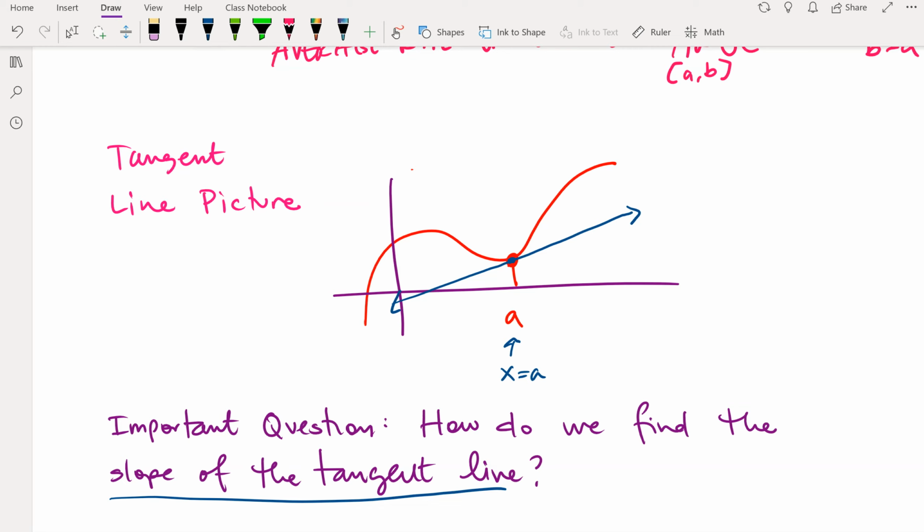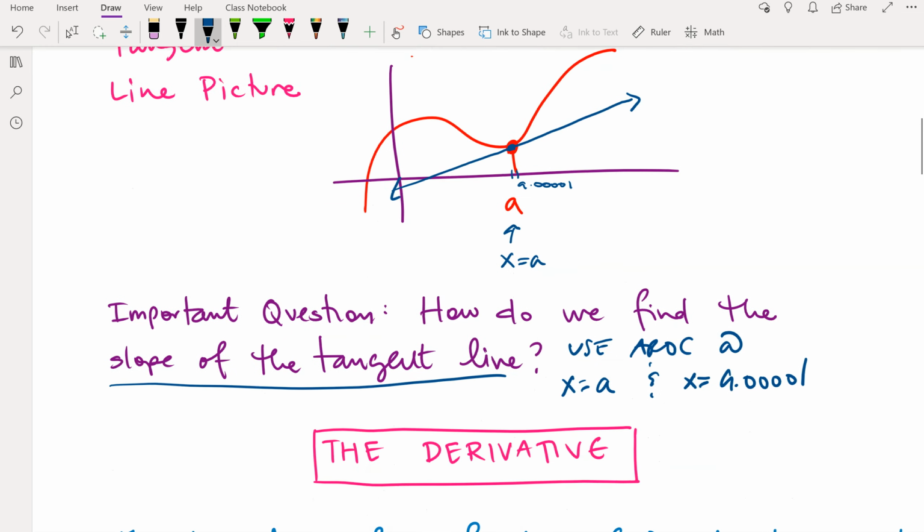Okay, so to find the slope of the tangent line, we use AROC at x equals a and x equals a plus 0.00001. It's a point super close to a. So it would be a and then a plus 0.00001. That works because it's basically doing average rate of change, secant, at two points that are super close together. And so they kind of make the tangent line.